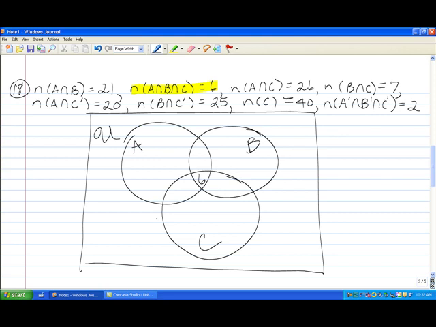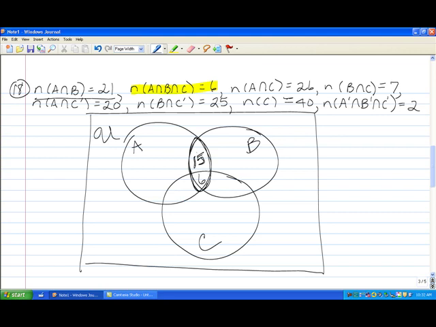Now I want to go to the individual overlaps between 2 sets, which would be A intersect B, A intersect C, B intersect C. So I'm going to start with A intersect B. According to this, I should have 21. Well, I already have 6, so that means I have to have 15 more to make a total of 21.